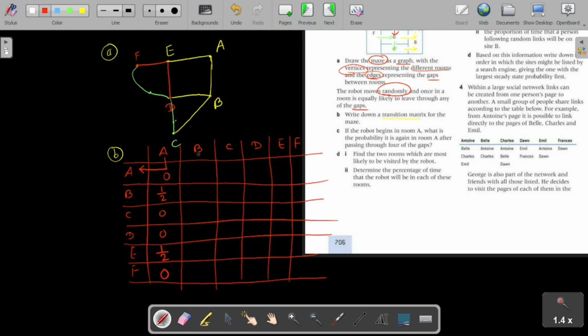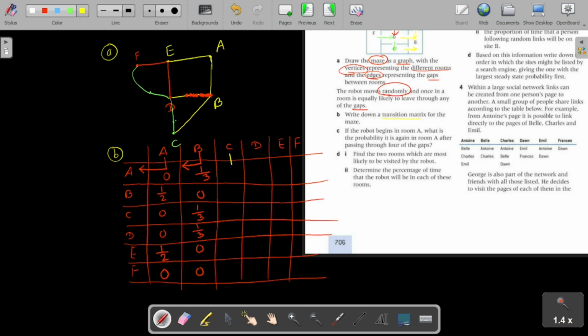Next, from B to A, we have to see from column to row. B to A, B has three edges. From B we have three edges, each equally probable, so its probability should be 1 by 3. B to B, no. B to C, yes, 1 by 3. B to D, yes, 1 by 3. As you can see here, B to D, there is a path. B to E, no. B to F, no.